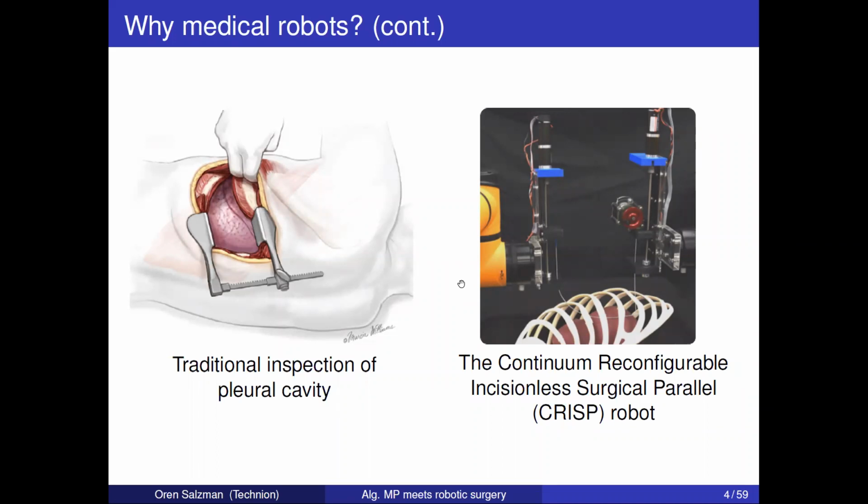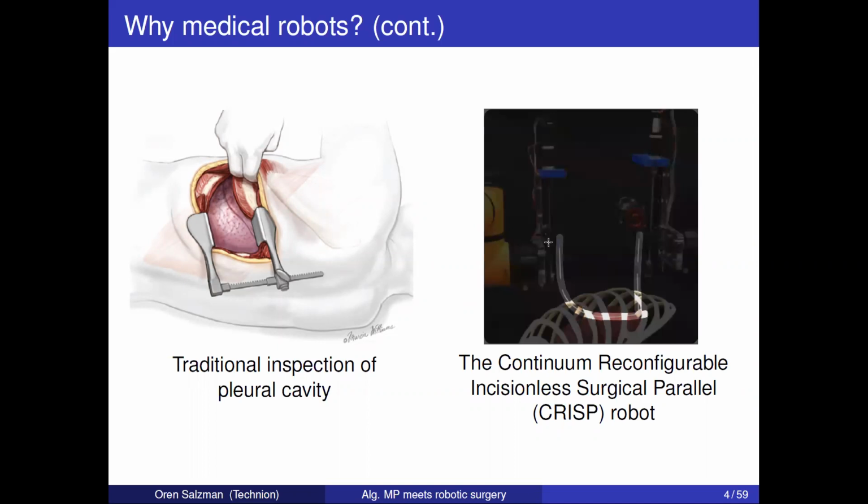And on the right, we see this very weird robot. You can barely see the robot. We have 2 manipulators that move outside the human body. This is called the Continuum Reconfigurable Incisionless Surgical Parallel Robot, or CRISP robot. And from now on, I'm only going to say CRISP robot because I can't say it again.